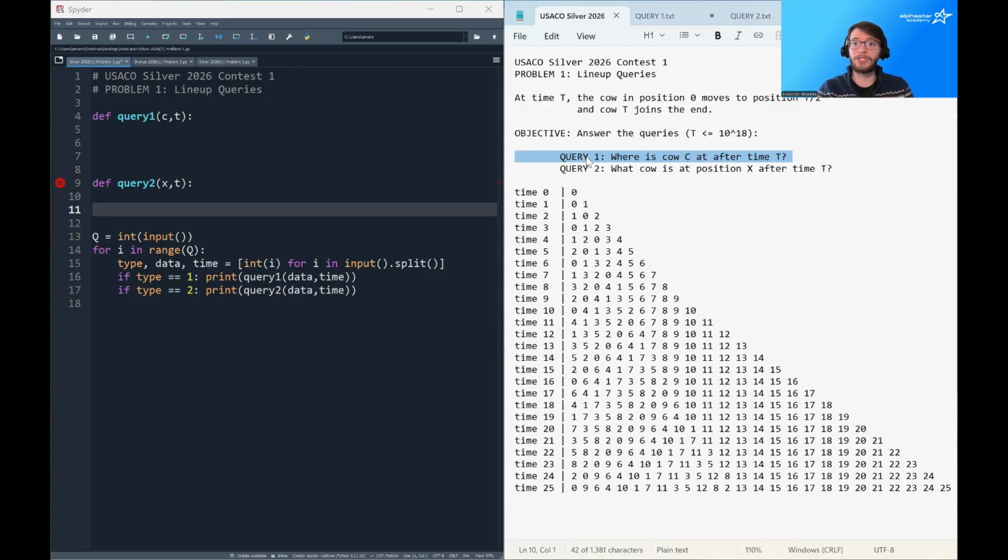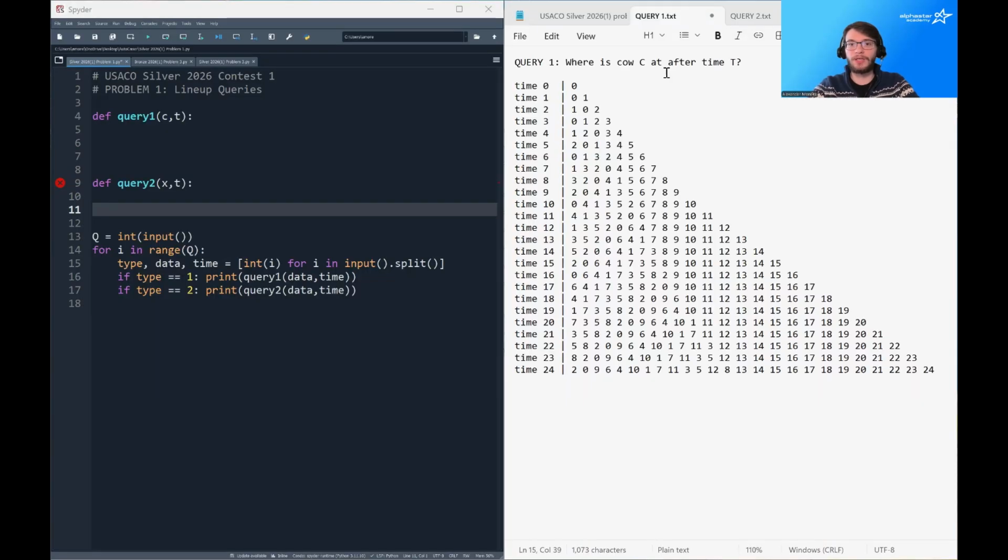One thing to note about this question is you did get partial credit if you were only able to implement one of the two query types, so that's always nice to see. In query one, we want to know where is cow C after time T. So let's take a look at some examples.